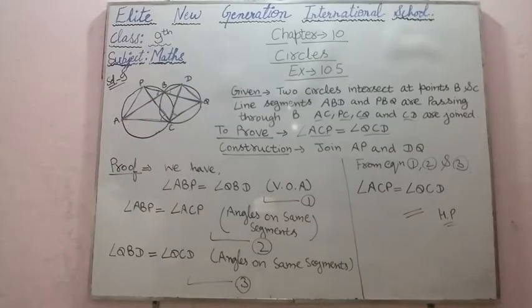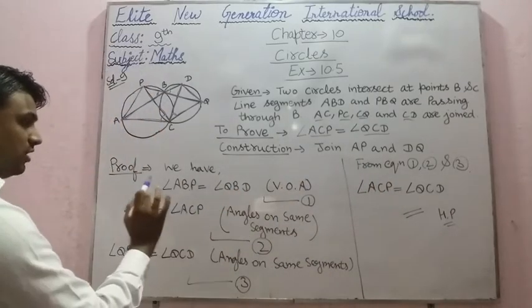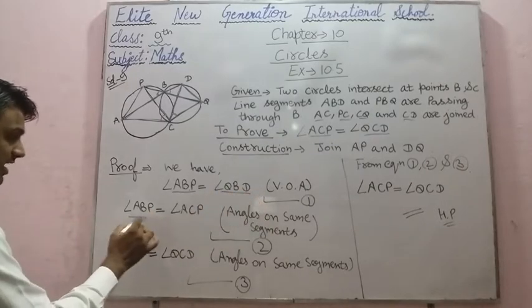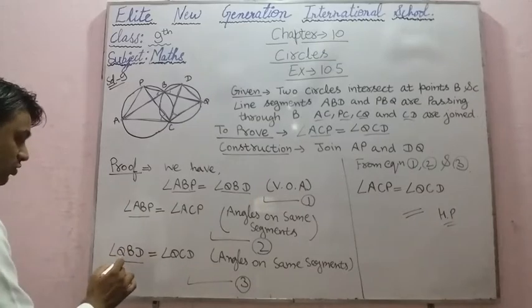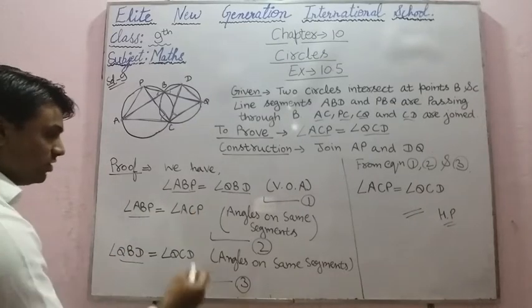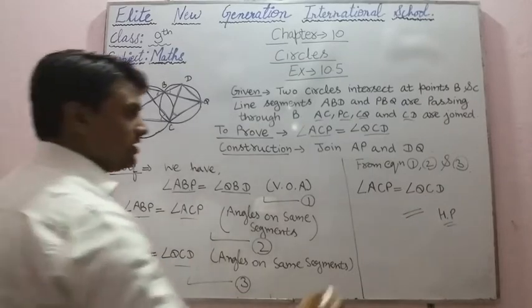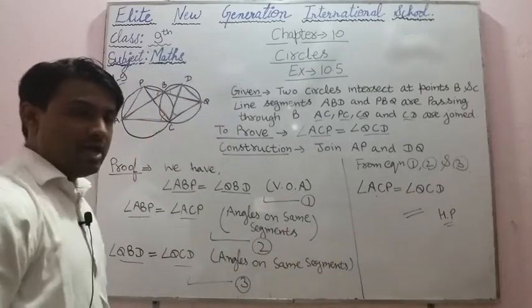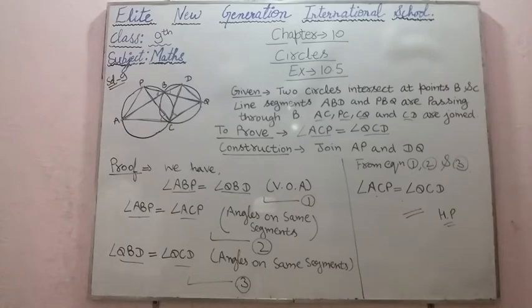From equations number 1, 2 and 3, when we compare these three equations, we can say that angle ABP equals angle QBD. So from equations 1, 2, 3 we can say that angle ACP equals angle QCD. Hence proved. In this way we can prove this. Now after this, see the next question.